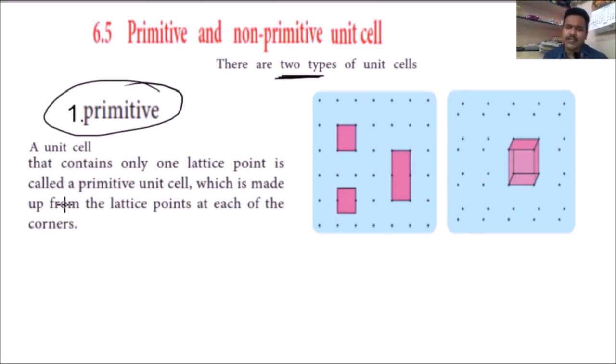Generally, whatever unit cell you are taking, a primitive unit cell contains only one lattice point. It is our textbook definition. It is called a primitive unit cell, which is made up of the lattice points at each of the corners. For example, you see, this is the cube.